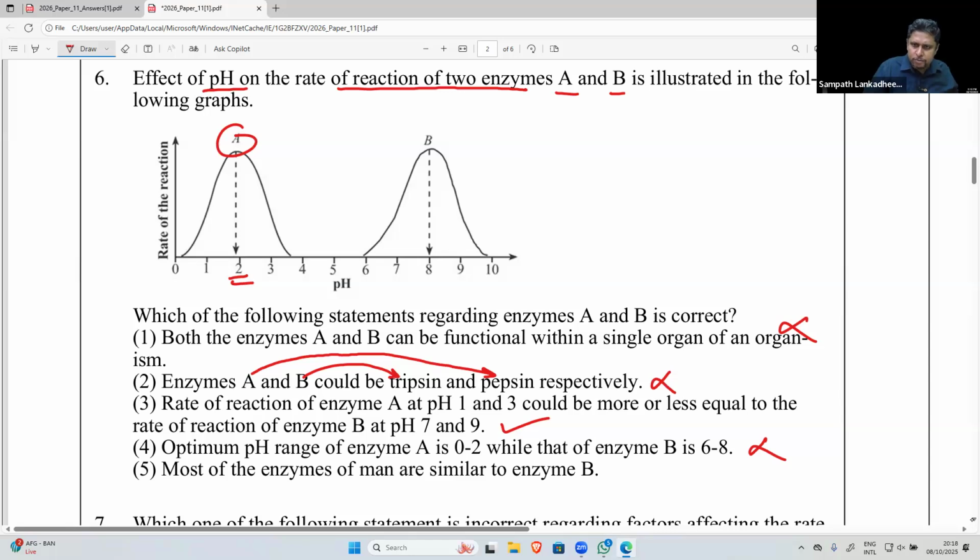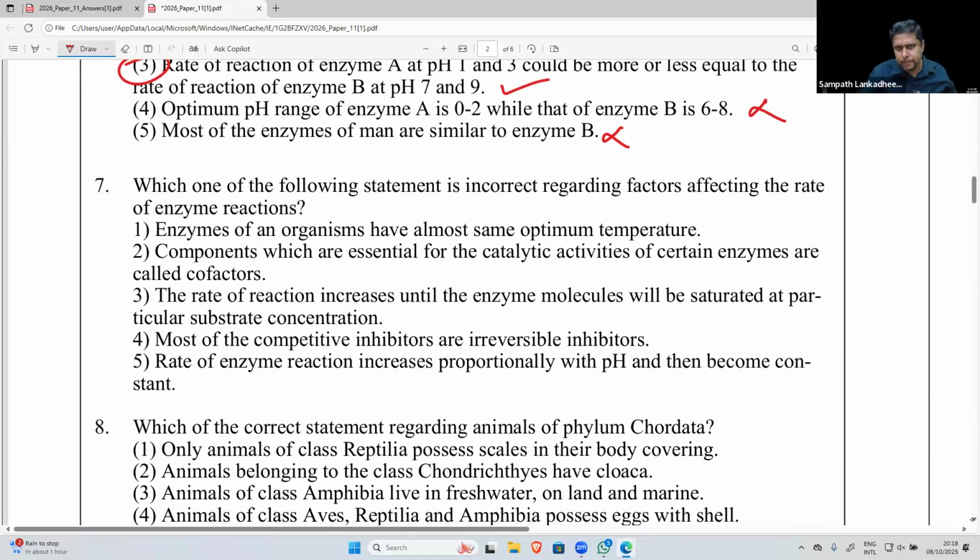Most of the enzymes of man are similar to enzyme B. Most of the enzymes have a pH range of 6 to 8. So for the sixth question, we can go with the third one.